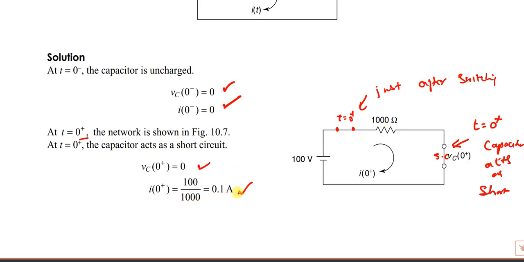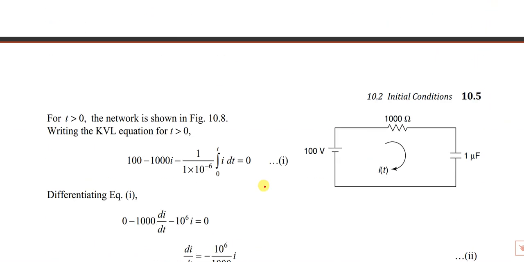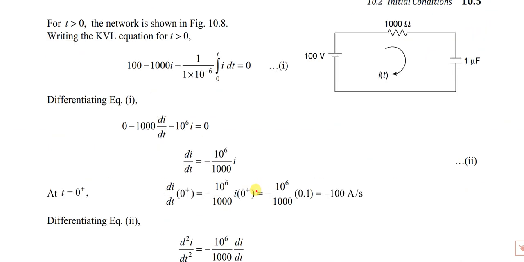So 100 divided by 1000 is 0.1 amps. That is I of 0 plus. In the inductor circuit, we have L di by dt voltage, so immediately di by dt you can find out. For a capacitor, for t greater than 0, you have to write the instantaneous capacitor voltage. There are integral differential equations you have to write.